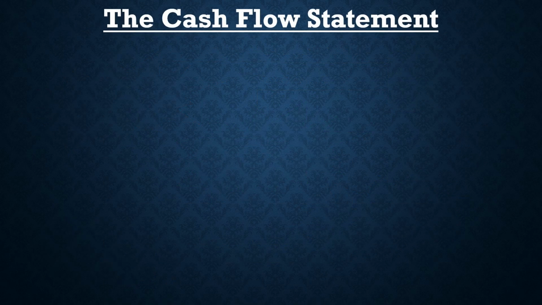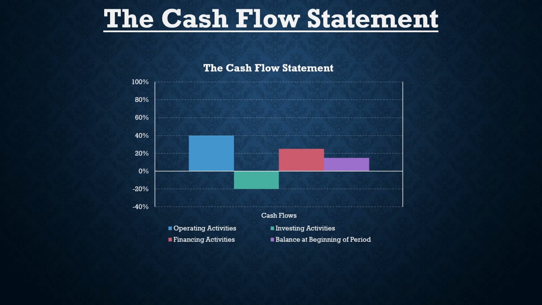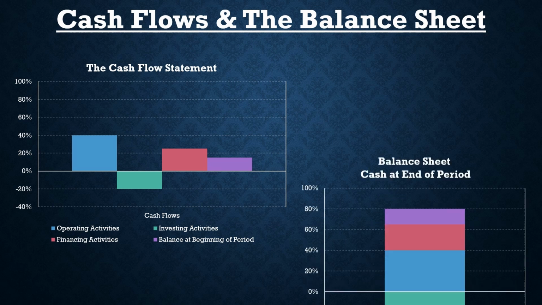Now that we have an understanding of our different types of cash flows, we can consider how a cash flow statement looks. And it is really simple. It has three main sections. One for cash flows from operating activities, one for cash flows from investing activities, and one for cash flows from financing activities. The net total of each of these sections is then added to the cash balance at the beginning of the period, giving us the total cash at the end of the period. And so, we can tie the total cash at the end of the period to the total cash reflected on our balance sheet.